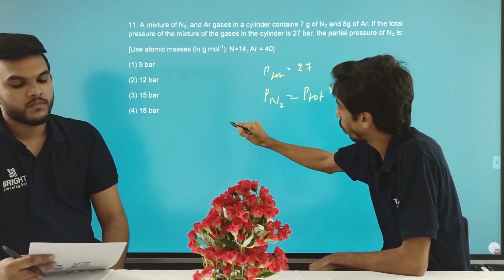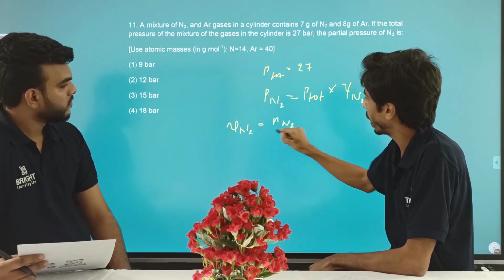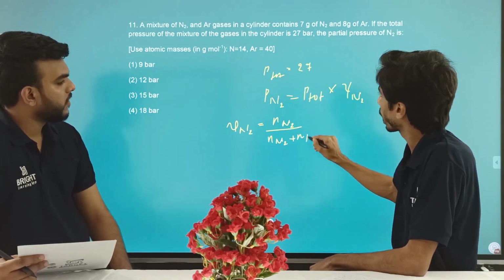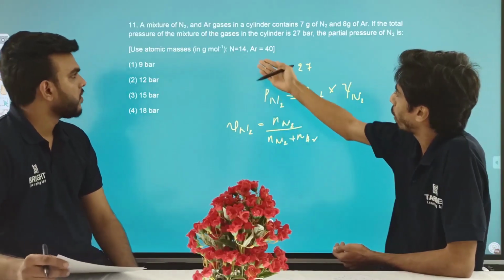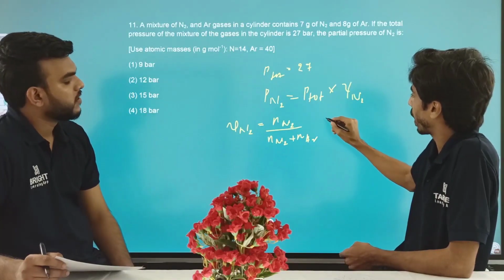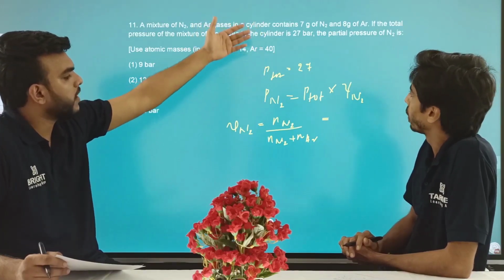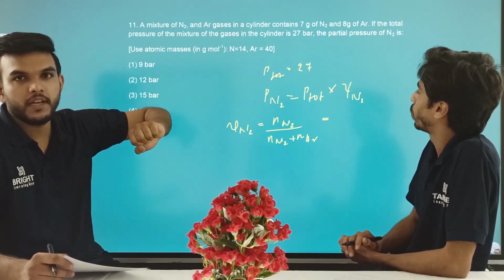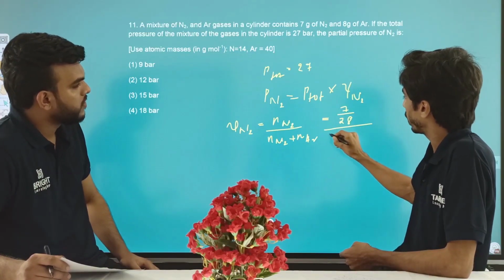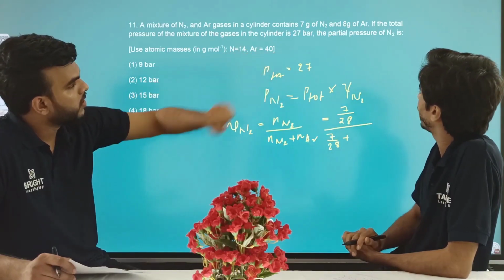So the mole fraction of N2 will be equal to the number of moles of N2 divided by the number of moles of N2 plus the number of moles of argon. That is the total number of moles. They have also provided the atomic mass of nitrogen and argon, and the given mass also. So the calculation will be something like: number of moles of N2 is the given mass 7 divided by 28, all divided by 7 by 28, plus the number of moles of argon, which will be 8 divided by 40.